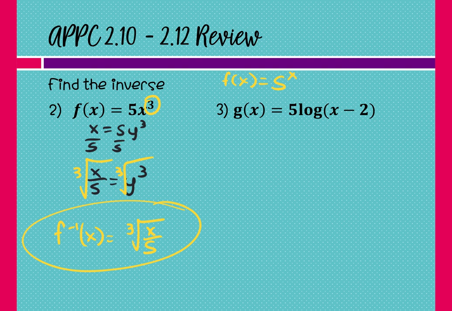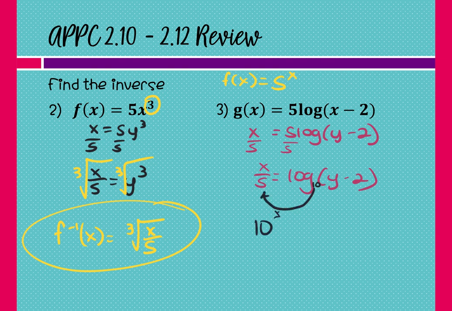Then you get g of x. So this time I'm going to switch it, again, this would be x equals 5 log y minus 2. In order to convert this to the inverse of log, which would be exponential, I convert it to exponential. But before I can do that, I have to get rid of the 5 on the front. So I'm going to divide both sides by 5, and I get x over 5 equals log. And what is the base on that log? 10. So 10 comes over and picks up the exponent. And then my last step is just to add the 2. So I would get g negative 1 of x equals 10 to the x over 5 plus 2.